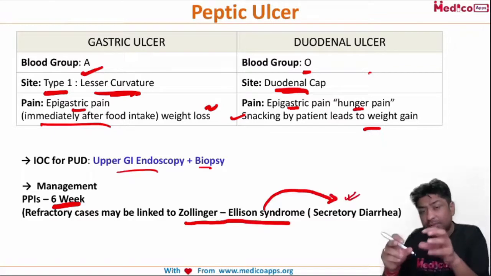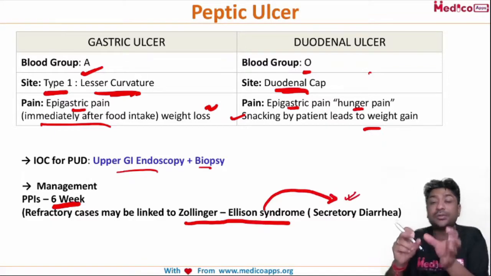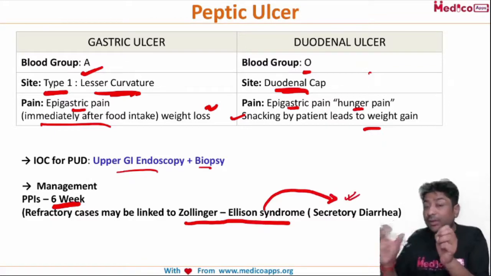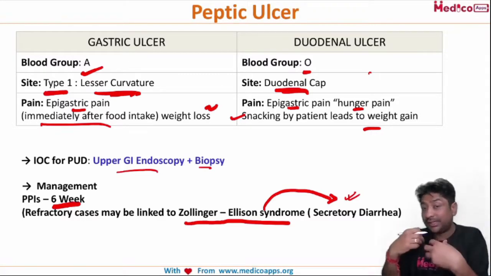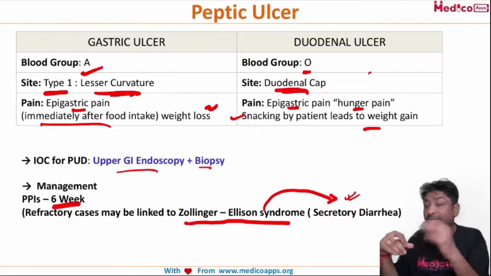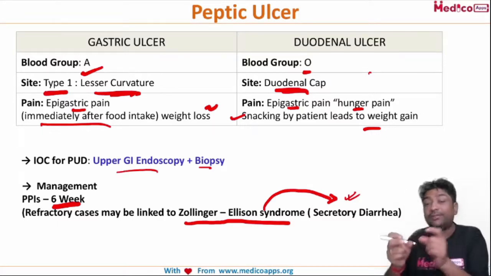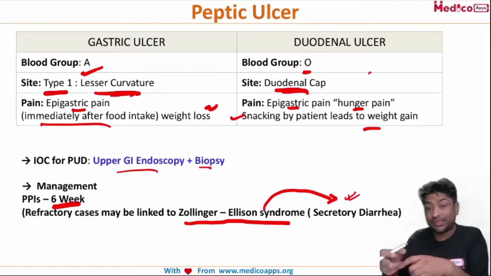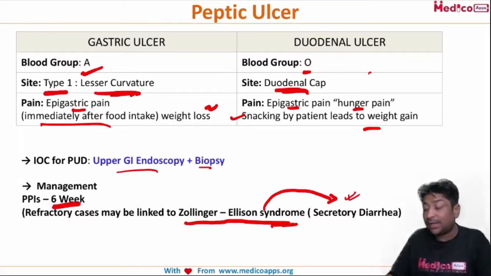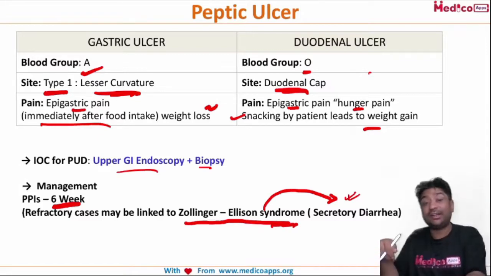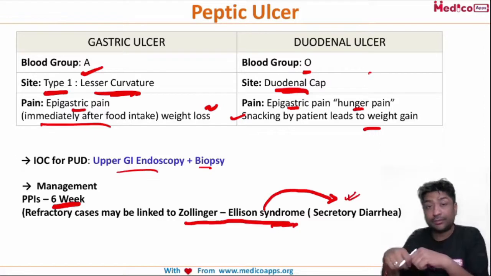Again, in a nutshell, I'll tell you the difference between secretory and osmotic. In osmotic diarrhea, if the patient stops eating, he will not have diarrhea. But in secretory diarrhea, even if the patient does not eat anything, he will have diarrhea. So remember this. I've already taken a class where I've completely differentiated between secretory and osmotic and how to investigate them. But remember, Zollinger-Ellison syndrome presents with secretory diarrhea. So these are the important differences between the two types of ulcer.